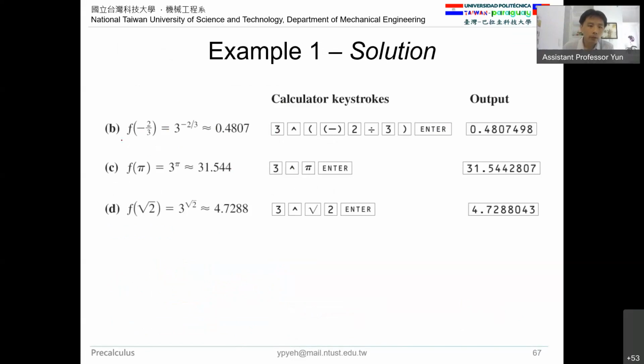In the case of minus x, this will be 3 power of minus 2 divided by 3, approximately in this region. Also f of pi will approximately equal 31.544, and f of the square root of 2 will approximately equal 4.7288. So you can see they are using this term, the exponent of this certain component.